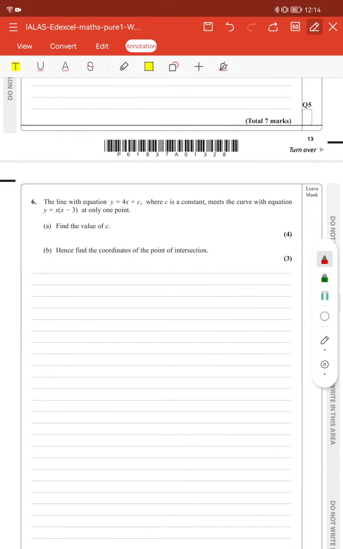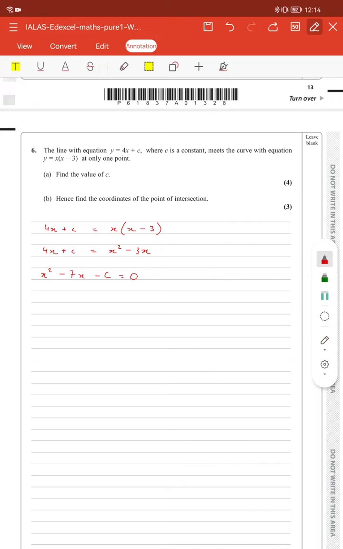The line with the equation y equals 4x plus c, where c is a constant, meets the equation at this point. So if it meets it at one point, we're going to make them equal. And what we're going to do is multiply out the bracket. So you get x squared minus 3x, and collect all the terms. So I'm going to get x squared minus 7x minus c is equal to 0. And if it only meets at one point, that means b squared minus 4ac equals 0.